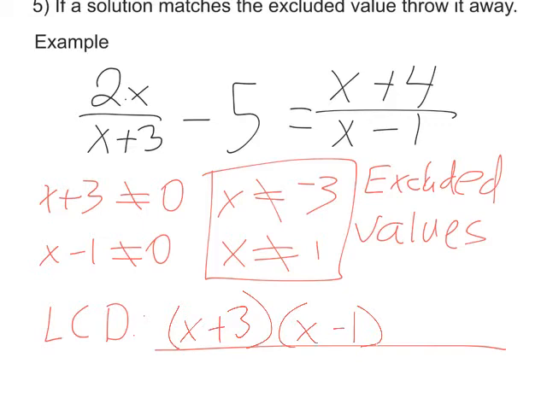Now what we do is we multiply that times each one of the terms. You can do this separately. Just work on one term at a time and then put them back together if you want to. Or you can put it together all in one equation.